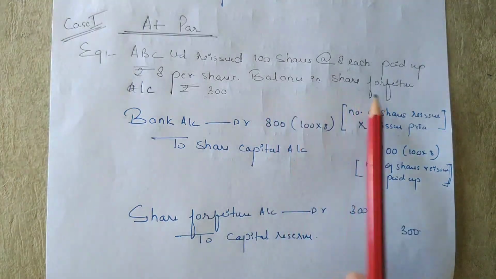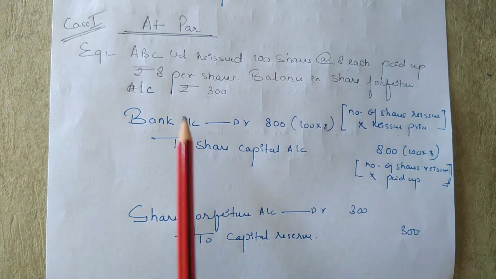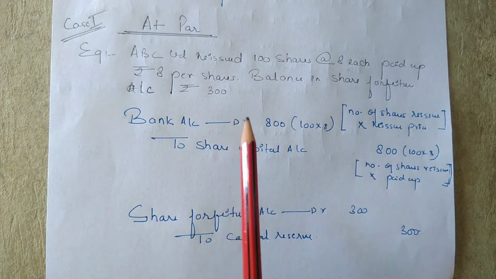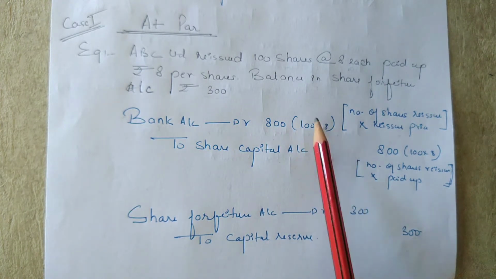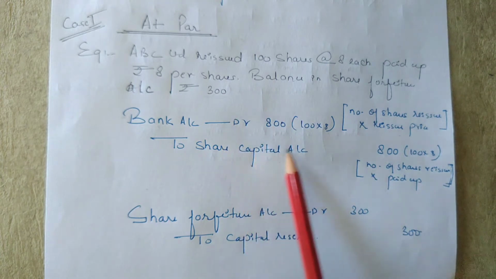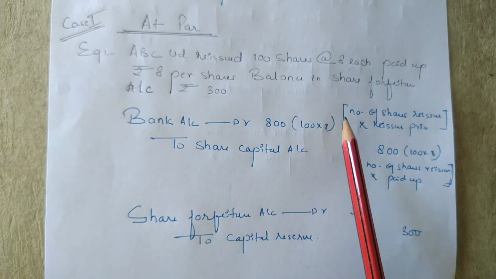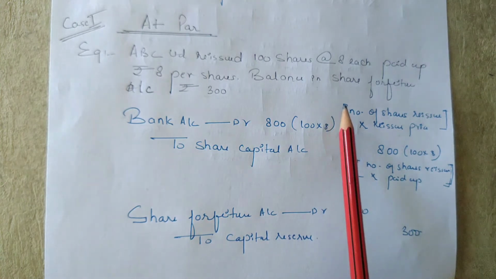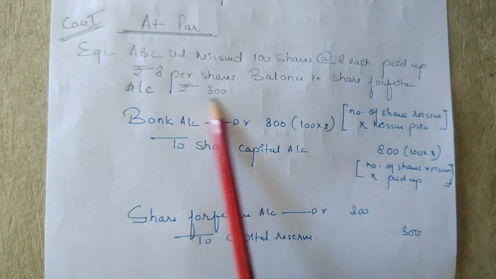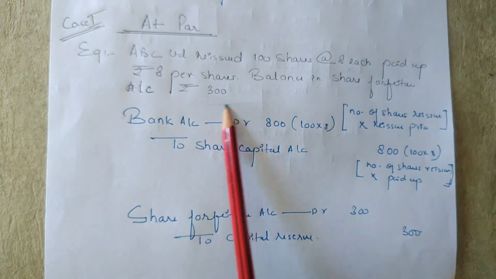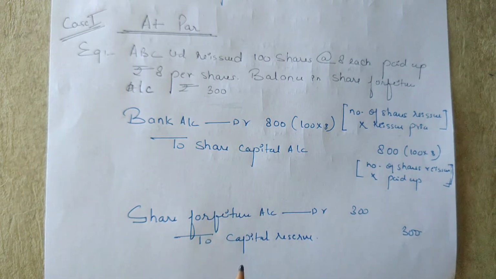Now what does balance in share forfeiture account mean? As we have learned in the forfeiture of shares that share forfeiture account is always credited with the amount received on application, allotment and calls. So whatever the credit balance which is left in share forfeiture account is always considered as capital gain to the company. So after the reissue of forfeited shares, the credit balance left in the share forfeiture account is always transferred to a capital reserve. So the entry will be share forfeiture account debit to capital reserve account and the amount will be 300.